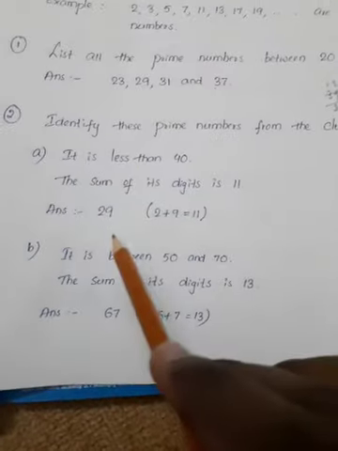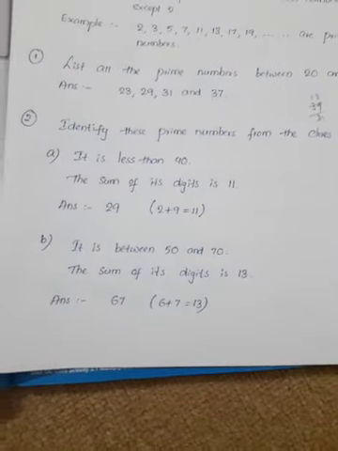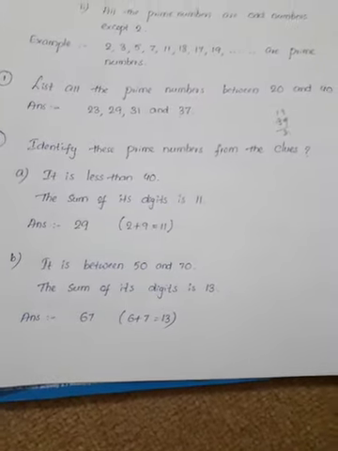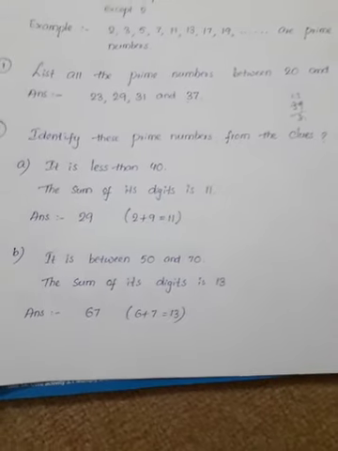So the answer is 29. Why? Because 2 plus 9 is what? 11. So less than 40, you can check from the back. Otherwise, you can check a little bigger number, anything, right or no? When you add, it should be like the prime numbers.